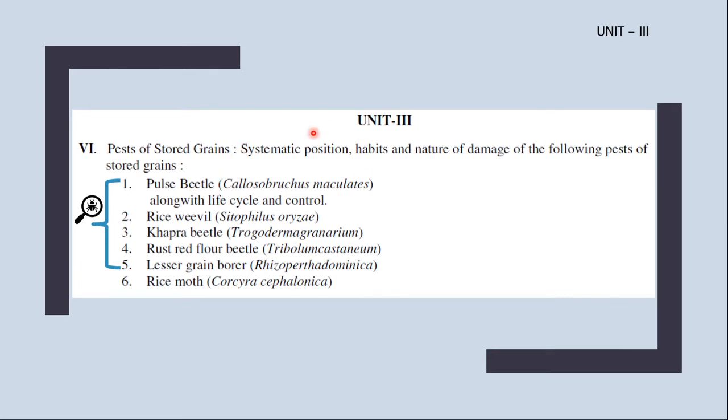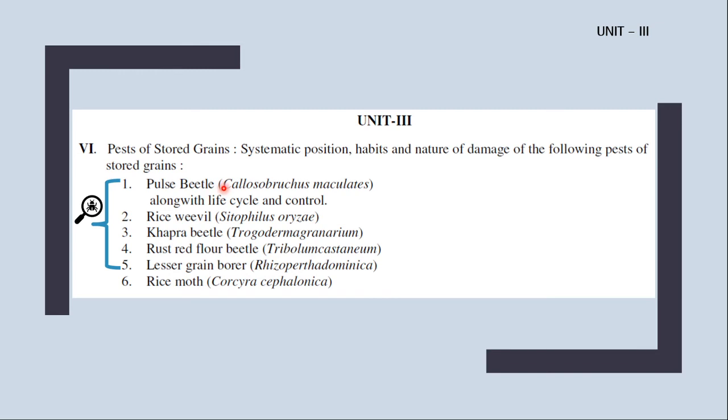Okay, Unit 3 is the easiest one. Here, you only have to learn about pests of stored grains. For them, you have to learn about their systematic position, habits, nature of damage. That's it for these six pests.